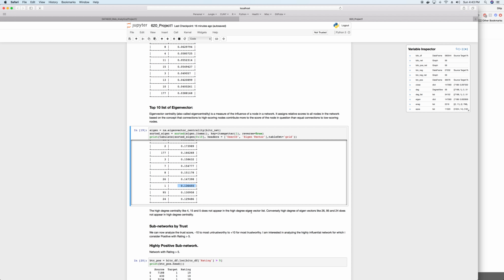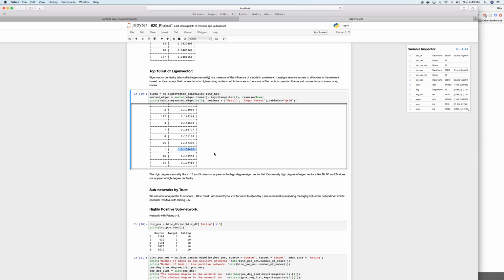So these are a few things that were there in the degree centrality network which are not even there in the eigenvector. Conversely, users with high eigenvector values, like 26, 95, and 24, do not even appear in high degree centrality. So we can say that a person who has a large number of connections doesn't need to be the most powerful person in the network. That's the understanding that we came to from these codes.